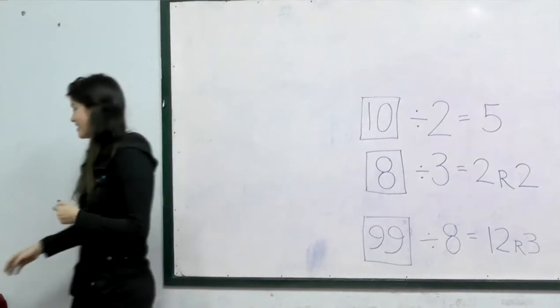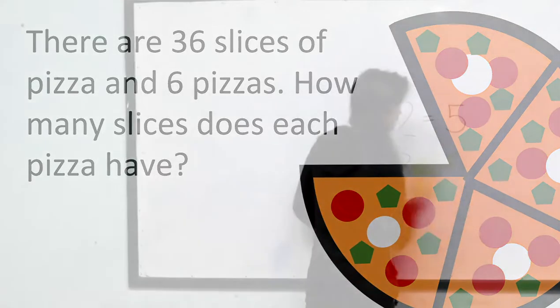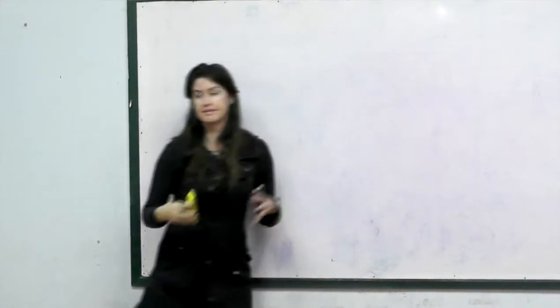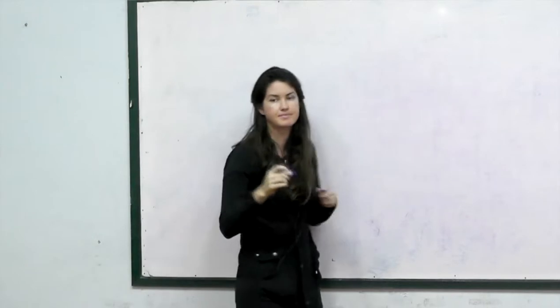Very nice job, friends. Let's take a look at a few more. There are 36 slices of pizza and 6 pizzas. How many slices does each pizza have? Okay, so let's think about this, friends. We have 36 slices of pizza. We have 6 pizzas, and we want to know how many slices of pizza are on each one of those big pizzas. So what's our biggest number?